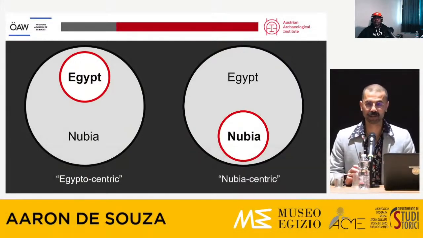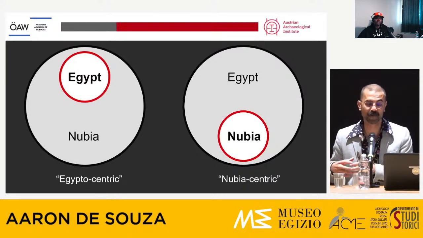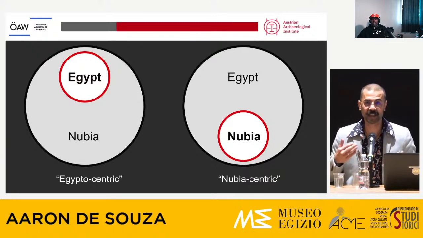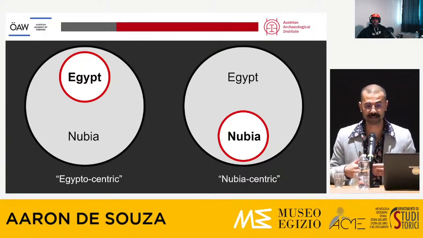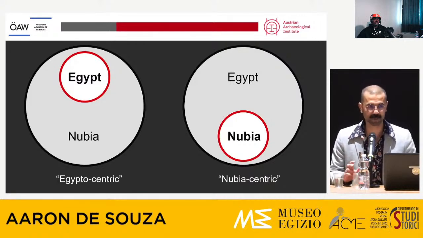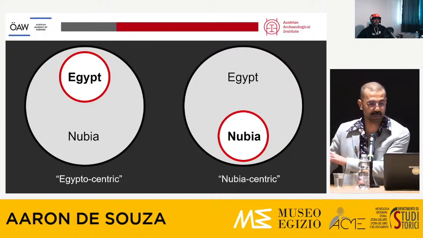And so now what people are trying to do in recent years is take a Nubia-centric approach, which is trying to balance out these Egypt-centric views of the past. And the idea is that they're now placing the focus on Nubia rather than assuming Egyptian dominance or seeing everything from an Egyptian perspective. But while this might seem positive at first glance, in my opinion, it doesn't really solve the issue, because what it's sort of doing is shifting the problem to a different part of the world.